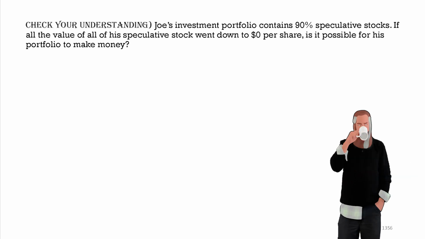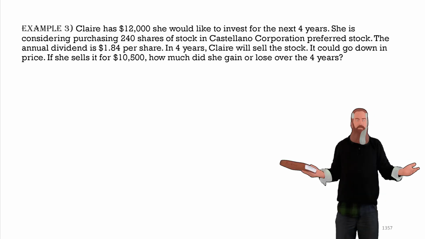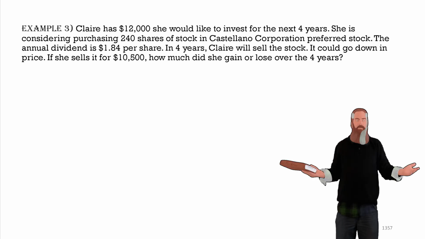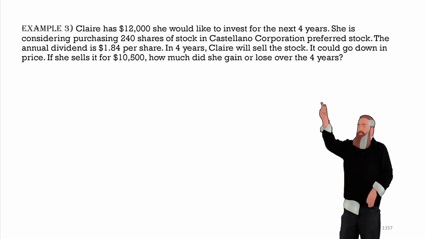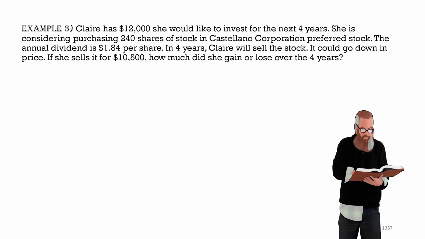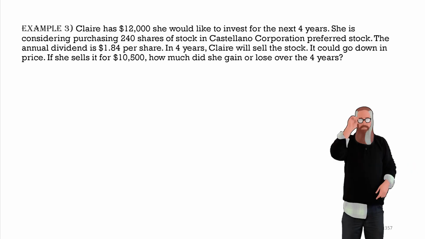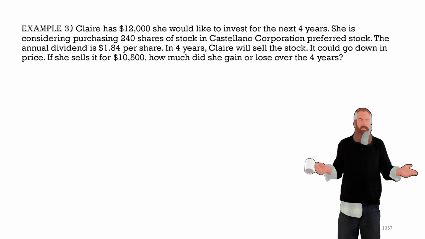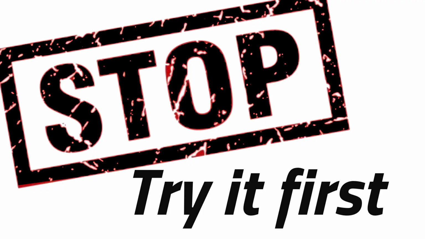Let's take a look at Claire, who has $12,000 she would like to invest for the next 4 years. She's considering purchasing 240 shares of stock in Castellano Corporation preferred stock. The annual dividend is $1.84 per share. In 4 years, Claire will sell the stock. It could go down in price. If she sells it for $10,500, how much did she gain or lose over the 4 years?